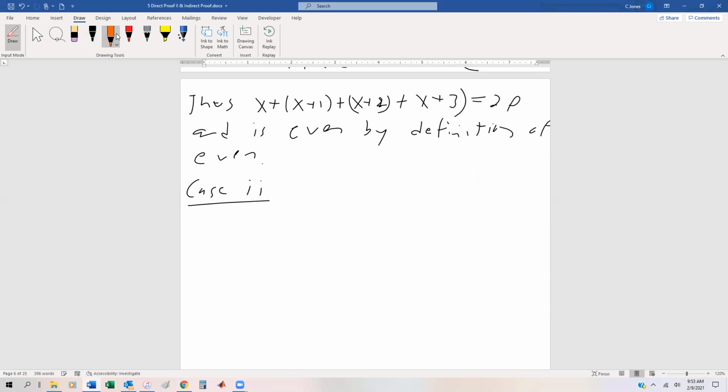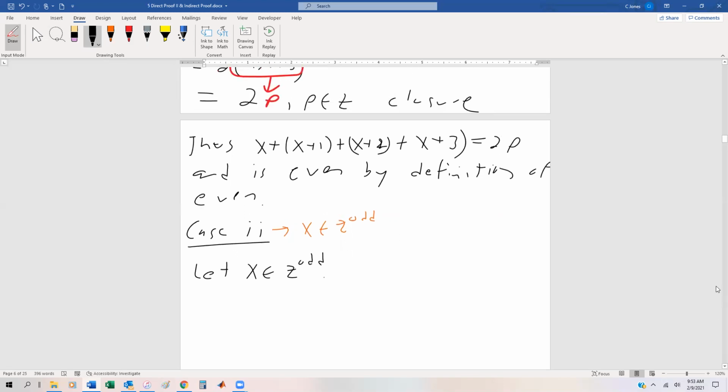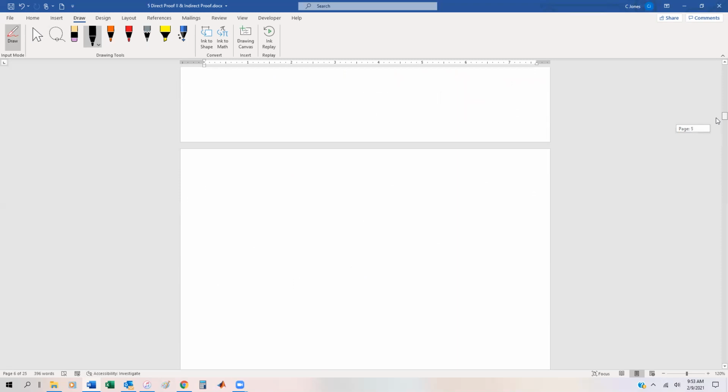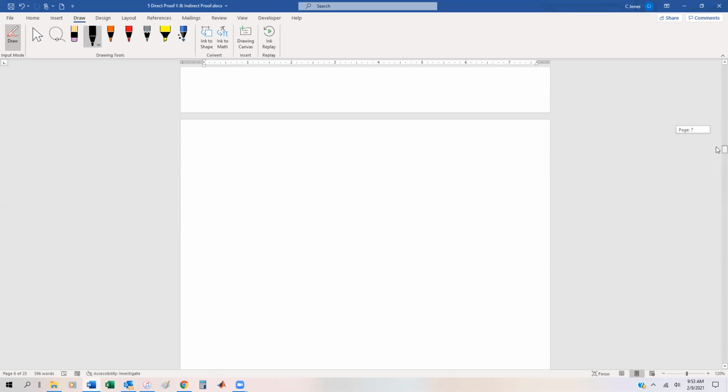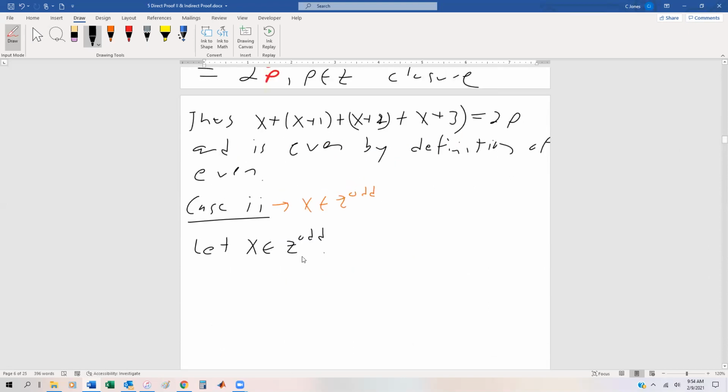and case two is the odd case. Okay, so x is an element of Z odd. So we're going to define x to be an odd integer. So let's let x be an element of Z odd. And by the way, just to make sure everybody understands why we're not doing the arbitrary but particular business: remember up here, all the way at the beginning, that we stated that x is arbitrary but particular. So that means down here, x is just Z odd, and we already have defined it as arbitrary but particular. So we don't have to write that every single time again. So just making sure we understand why we're not doing it in each of the different cases.